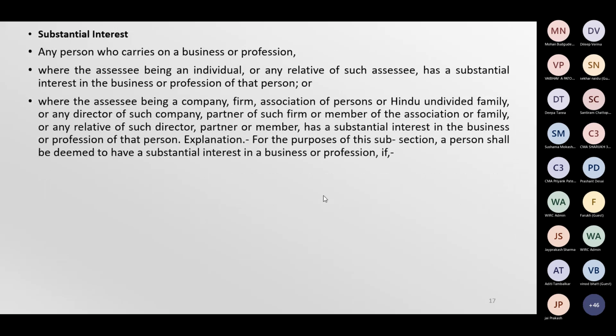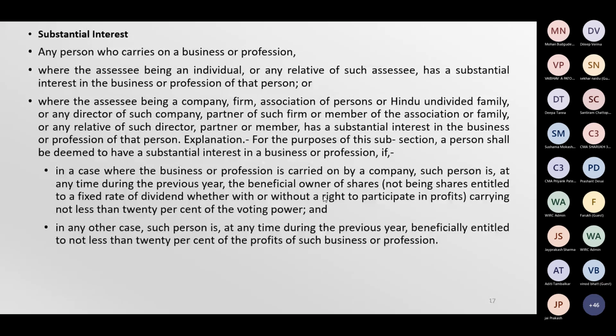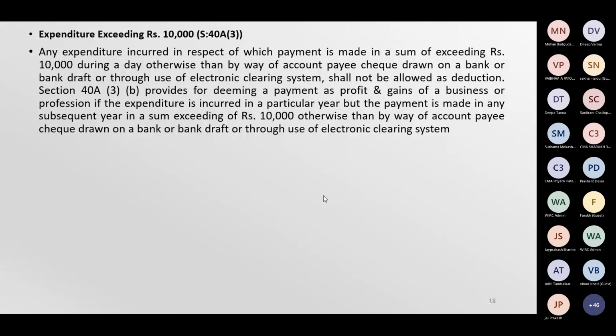I'll not be going into the details as to whom the payment should be made and what is substantial interest and all that. The next, again, per se, a very good provision: in short, anything paid in cash over and above 10,000 rupees is not allowed. Now, you can see even on the screen that it is not covering even a quarter of the page, right? So the intention of this provision is really very good.